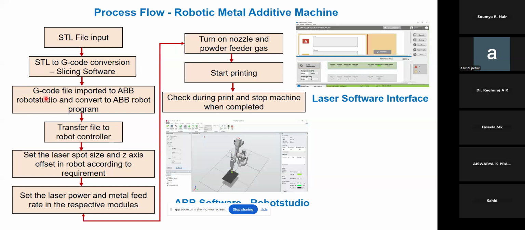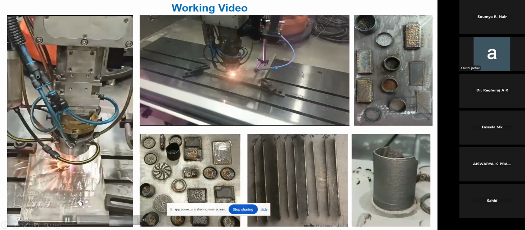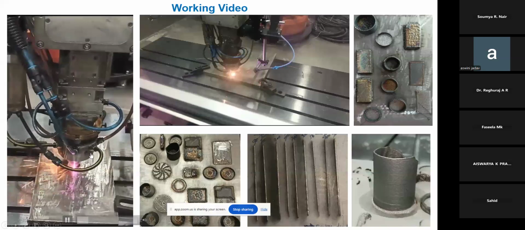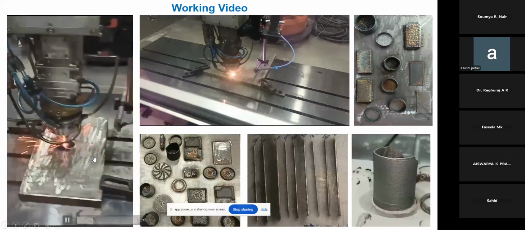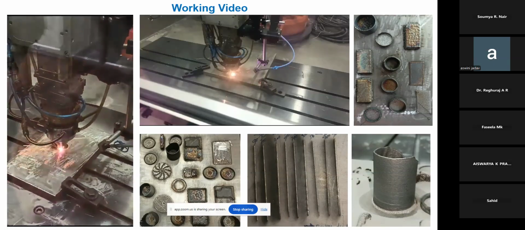Then turn on the nozzle, turn on the powder feeder gas, and start printing, right? Check during the print and stop the machine when completed. So this is the process flow we follow for printing metal components by using laser DED. These are some of the videos which we have taken during the printing. This is the substrate, this is the motion system, and these tubes carry the powders. A few tubes are for cooling the cladding head, and a few tubes are for transferring the powder.